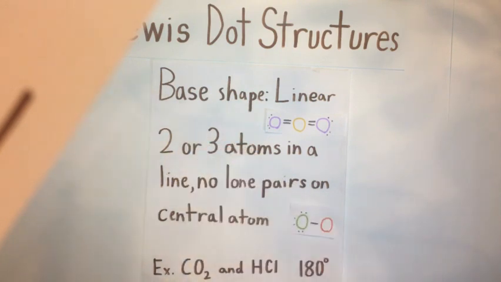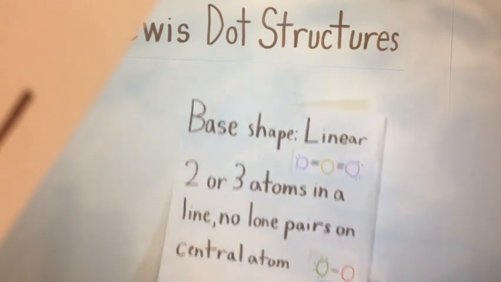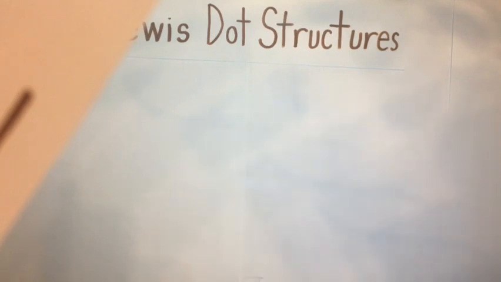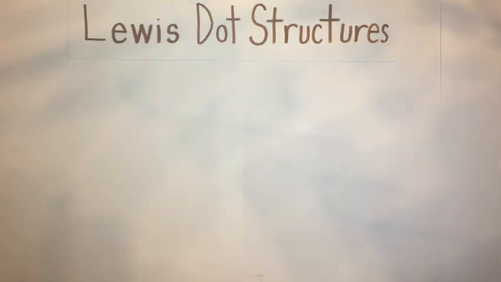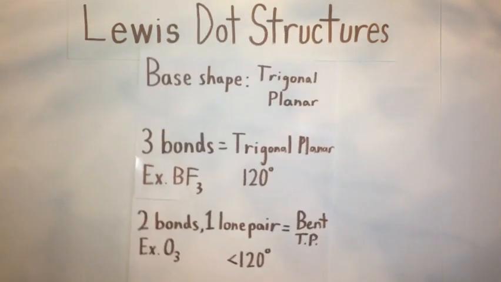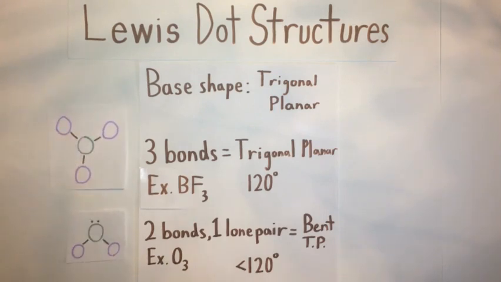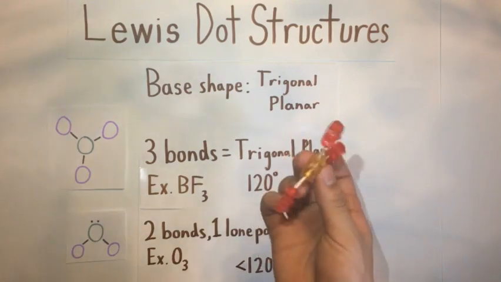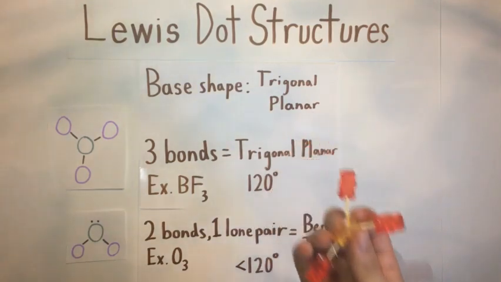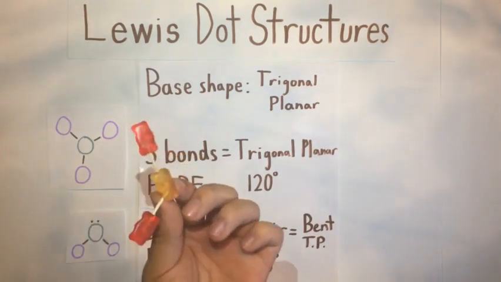Next, we have trigonal planar. If the sum of bonds and lone pairs on the central atom is 3, the base shape is trigonal planar. When there are 3 bonds and 0 lone pairs, the geometry is trigonal planar and its bond angles are 120 degrees. When there are 2 bonds and 1 lone pair, it is bent trigonal planar and its bond angles are less than 120 degrees. An example of this geometry is ozone.